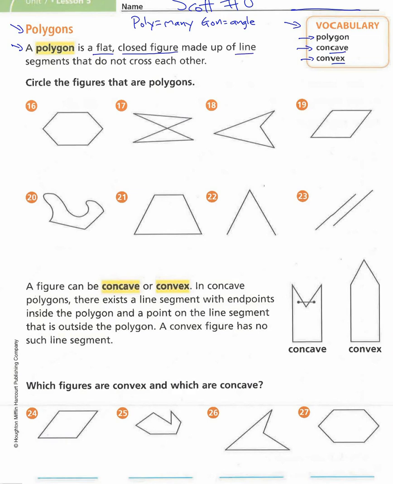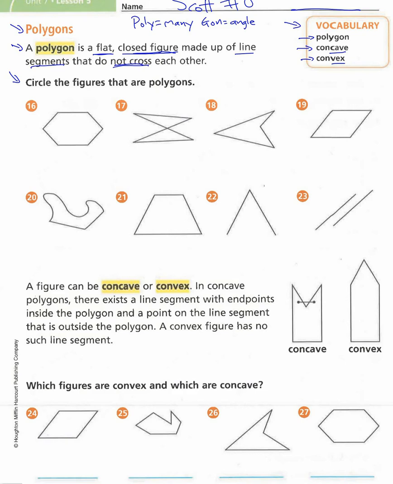And it's made up of line segments. So a line is something that doesn't bend, right? A line is a straight, and then those lines do not cross each other. So we have, what is that? 1, 2, 3, 4. We have 4 descriptors of a polygon. A flat, closed figure made up of line segments, and those segments don't cross each other. Okay? So right here, let's see if we can apply that.